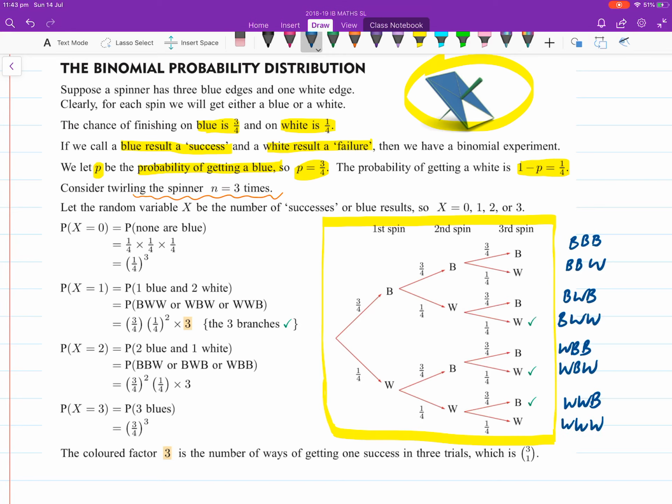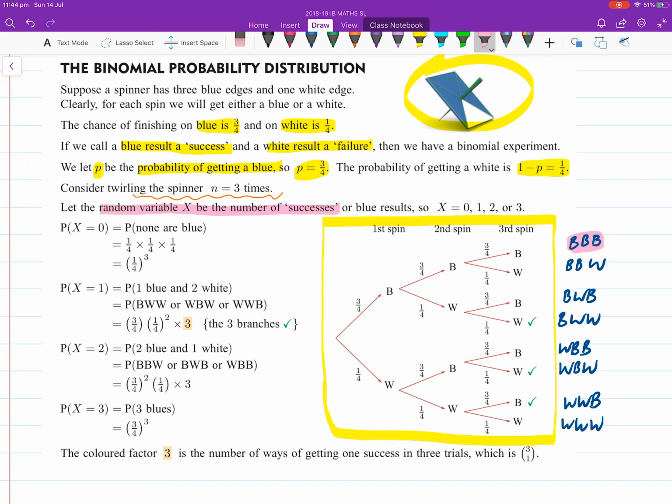Okay. And we understand that if we want to find the probability of, say, getting blue, blue, blue, you go along the branch, right? Blue, blue, blue, and we times it. We go 3/4 times 3/4 times 3/4. That'll give you the probability of getting triple blue, okay? So your random variable X, let's say let it be the number of successes, or the number of blue.